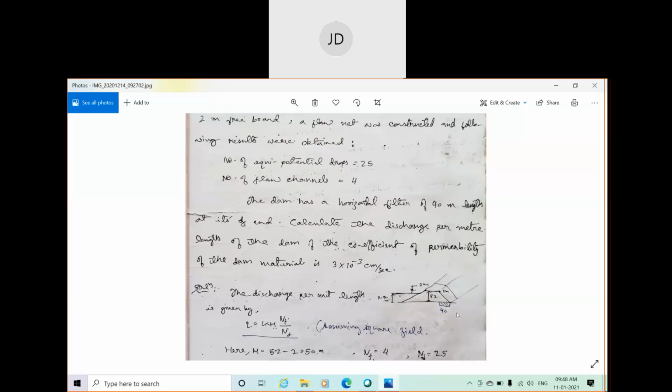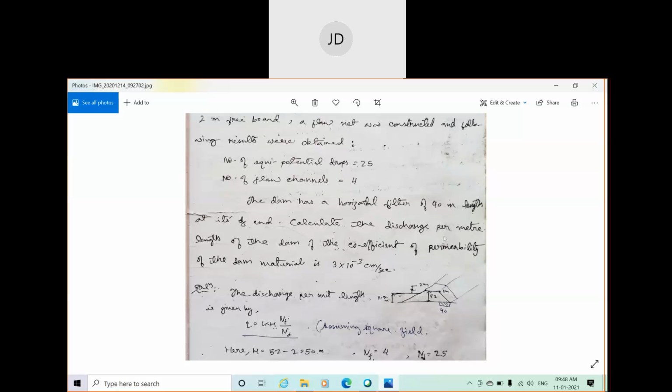Okay, fine. So calculate the discharge per meter length of the dam if the coefficient of permeability of the dam material is 3 times 10 to the power minus 3 centimeter per second. So the coefficient of permeability of this particular dam material is given as 3 times 10 to the power minus 3 centimeter per second. The value of K is given to you.